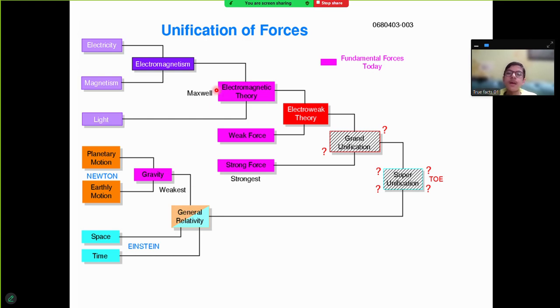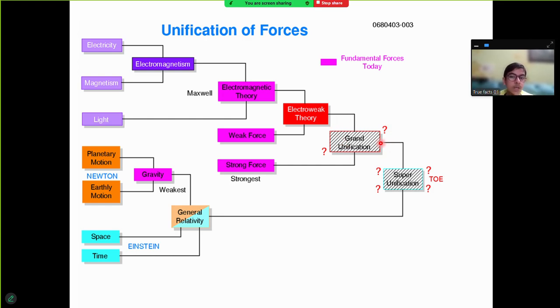Now, after this we have the weak nuclear force, and then we have the strong nuclear force. The combination of electromagnetic theory and the weak force is possible; these both are combinable. We get electroweak theory. But once again, electroweak theory cannot be combined with the strong nuclear force. That's the biggest problem. That's why we do not have the grand unification.